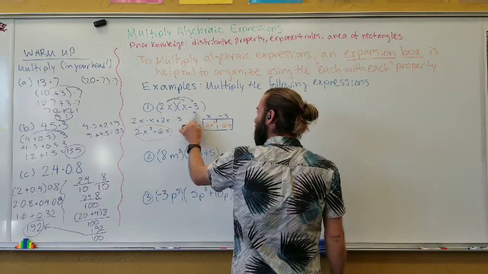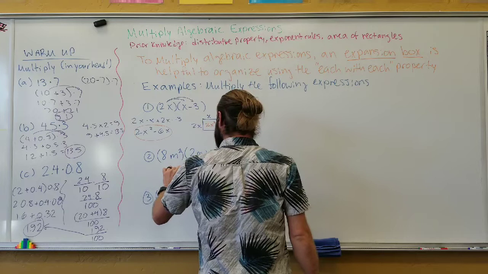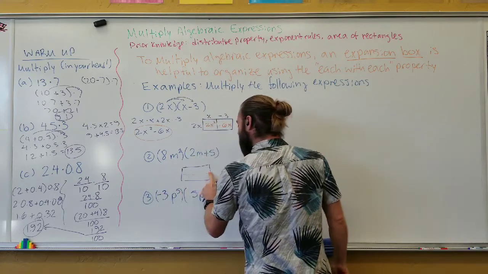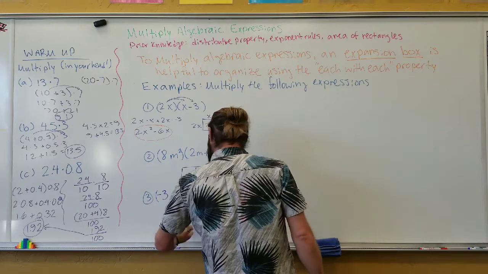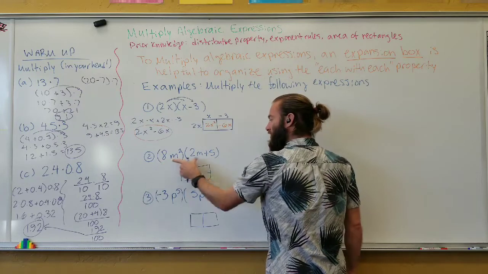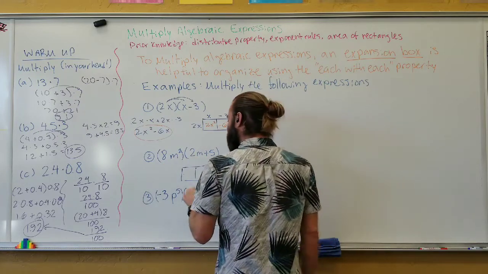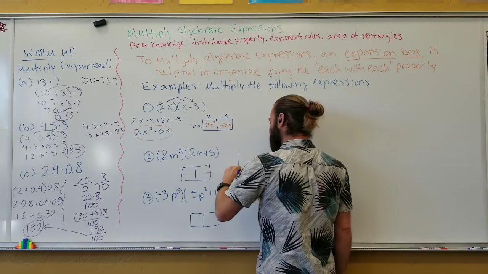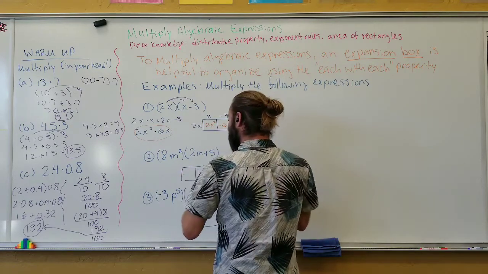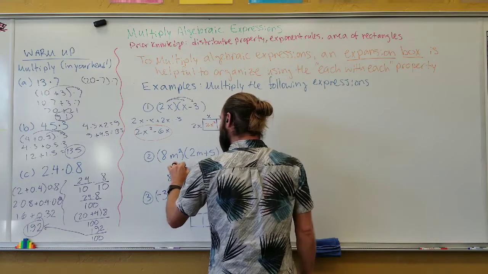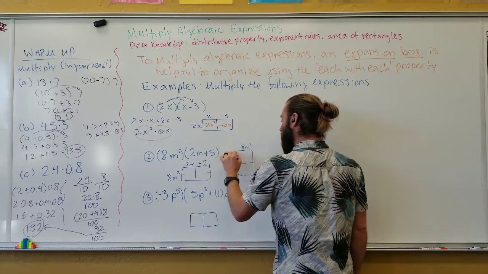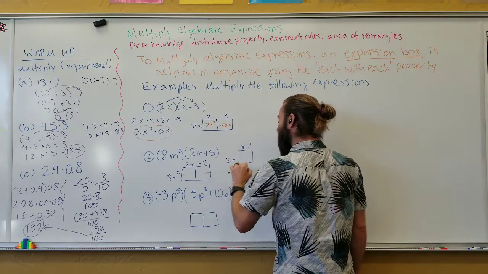It's okay with me if you're comfortable without the expansion box for these kinds of ones, but I will want you to use them for the other ones that we do. All these are going to be the same setup here, because they're all one thing times 2 things, right? Oh, and one thing that sometimes students ask about is, does it matter how I set it up? You can see that this one would be 8m squared and 2m plus 5, or we can do the 8m squared and the 2m plus 5 like this.